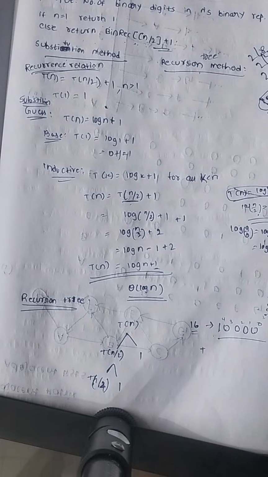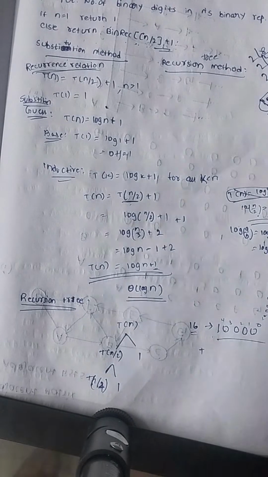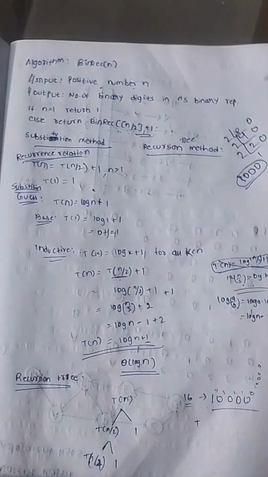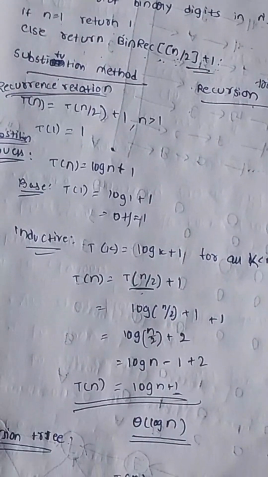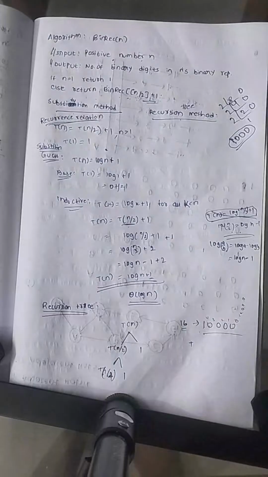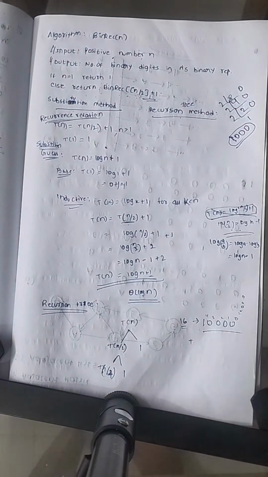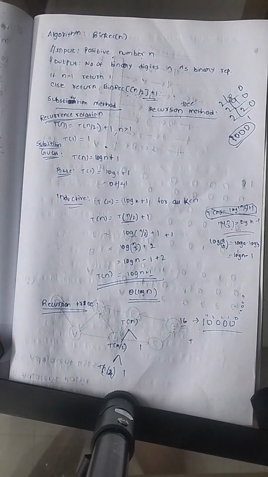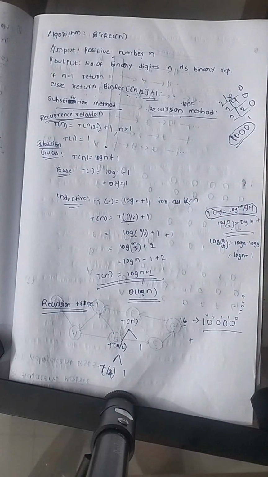So we are writing t of n is equal to t of n by 2 plus 1 for n greater than 1. So what is the condition if n is equal to 1? We have already seen it in the code: if n equals 1, then return 1. So in the recurrence relation, t of n is equal to t of n by 2 plus 1, and t of 1 is 1. This is the recurrence relation.